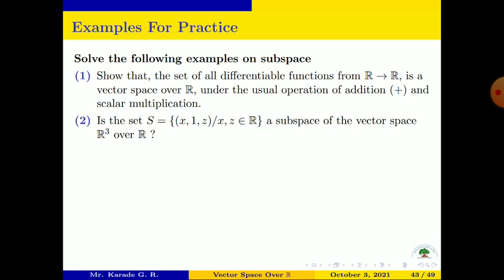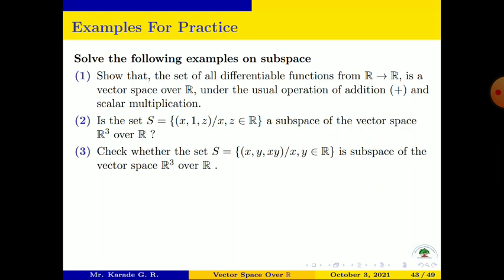Second example is, show that the set S equal to the set of all ordered triples (x, 1, z), such that x, z belong to R, is a subspace of the vector space R3 over R. Third example, check whether the set S equal to the set of all ordered triplets (x, y, xy), where x, y are real numbers, is a subspace of the vector space R3 over R.